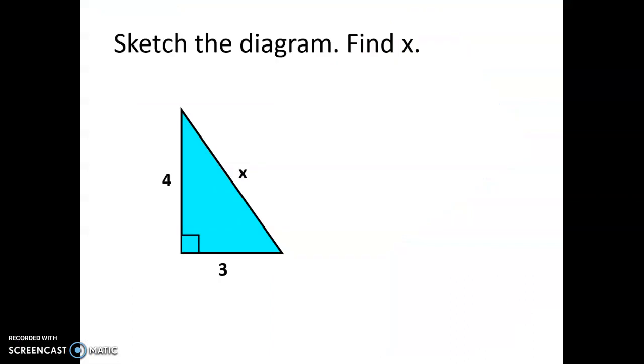Let's try some problems. Sketch this diagram in your notebook somewhere and solve for x using Pythagorean theorem. You're going to begin with a squared plus b squared equals c squared. All right, let's see how you did. These are going to be very simple. I know you've seen this theorem, but let's make sure we can get it right.